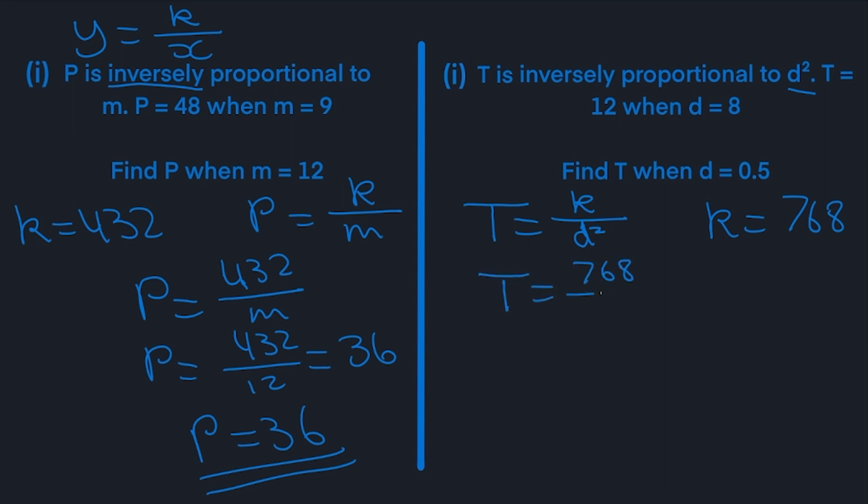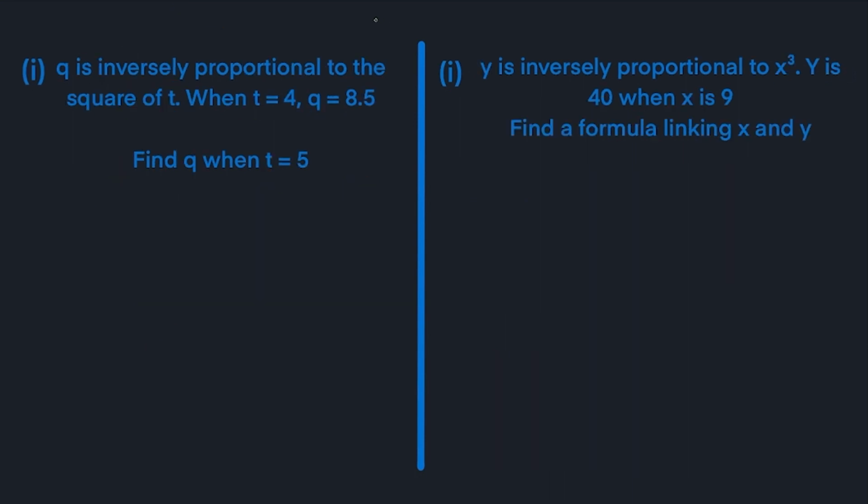substituting in our k, and it's asking us to find t when d is equal to 0.5. Easy, just substitute in 0.5 for d. 768 over 0.5 squared. And if you put this in your calculator, you should just get 3072.